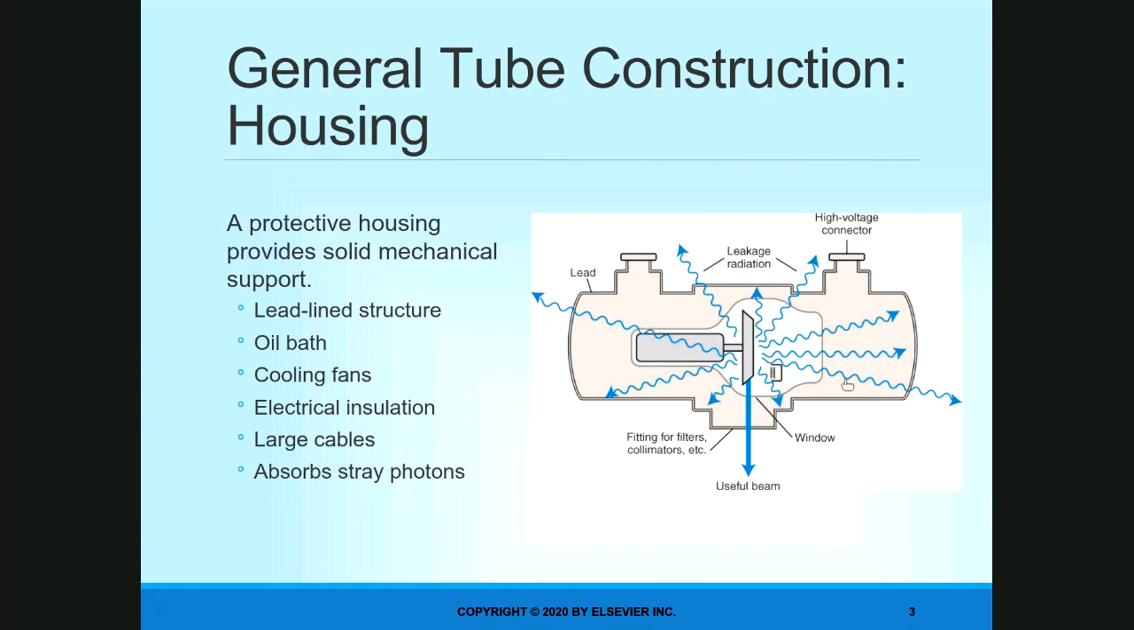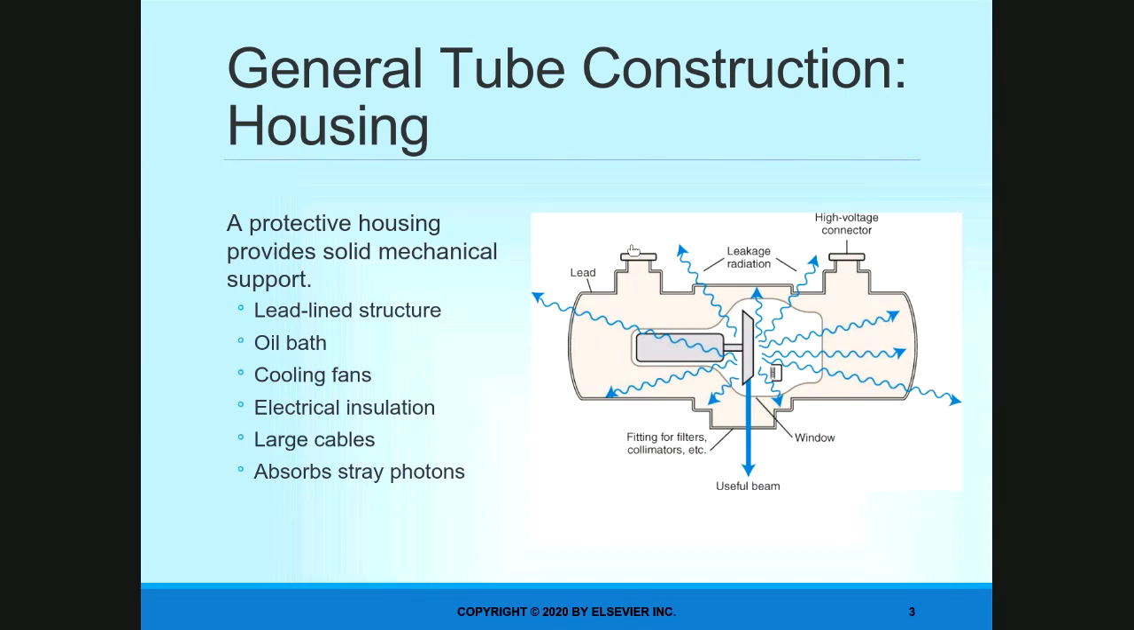So the housing gives it mechanical support. The housing is actually lead lined. It has an oil bath, meaning that this entire thing is filled with oil to help dissipate some of the heat that's created. It can potentially have cooling fans in there. It has electrical insulation so that there's no risk of electrocution to the radiographer or the patient like there was when X-rays were first discovered.